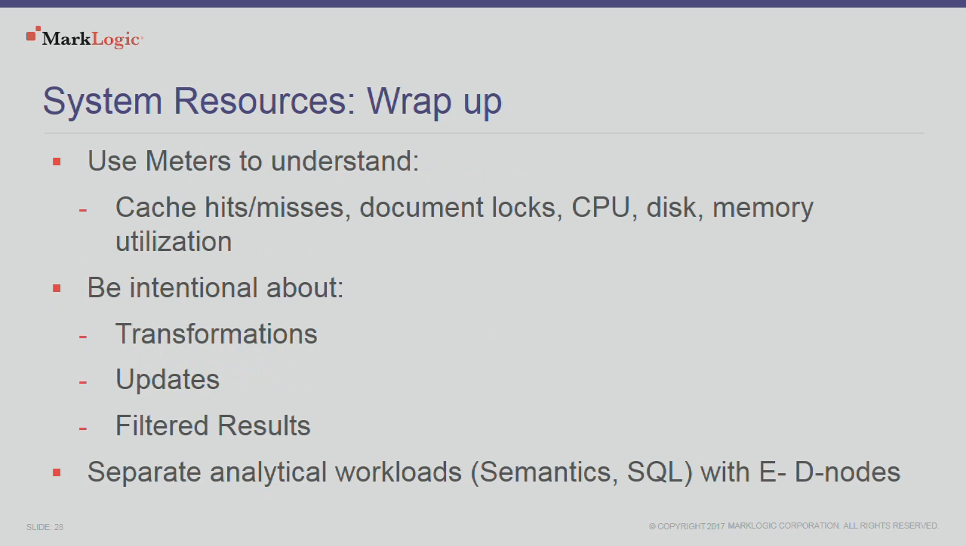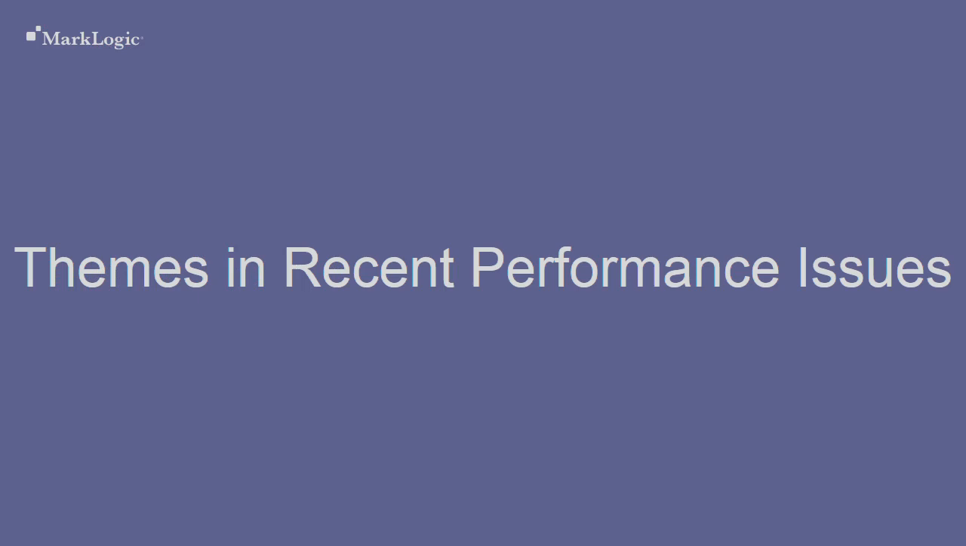So use meters or monitoring tools to understand what's going on. Cache, locks, CPU, disk, memory, a combination of system tools and our tools to see what's going on. And be intentional about your code, transformations, transactions, updates, filtered results. And finally, make sure you separate the analytical workloads from the rest of your application by separating E and D nodes. And with that, I will turn things over to Clip to talk about some recent trends.